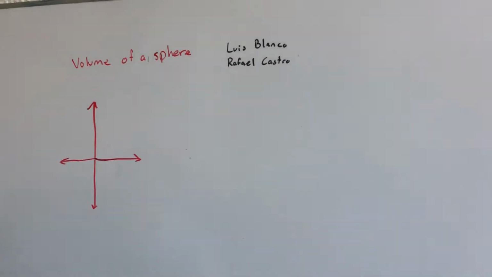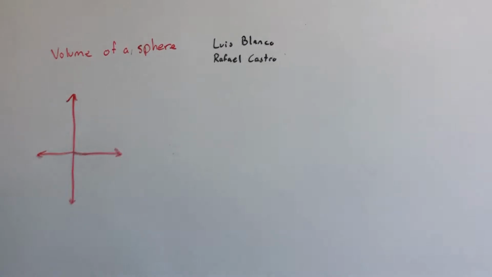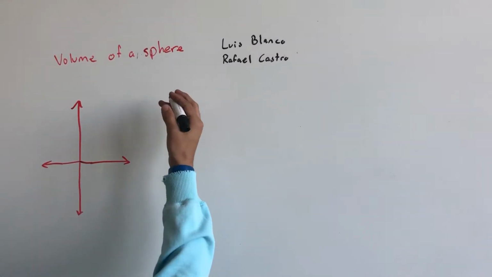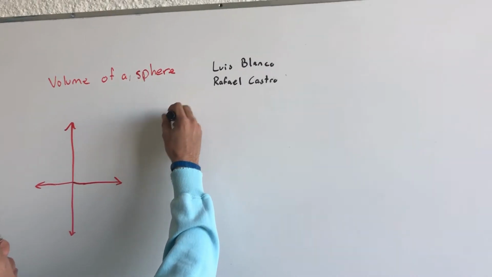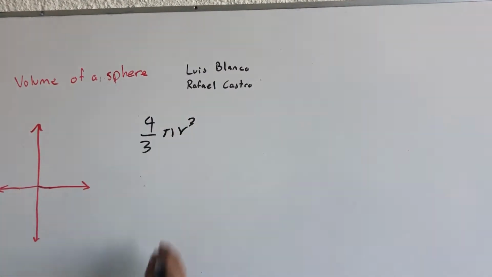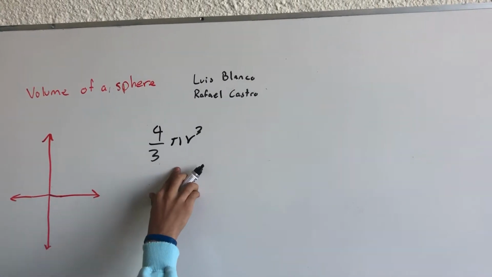Okay, so we're gonna demonstrate how to calculate the volume of a sphere by solids of revolution. So we know that the volume of a sphere is this. So we're gonna try, by solids of revolution, to demonstrate that this is true.